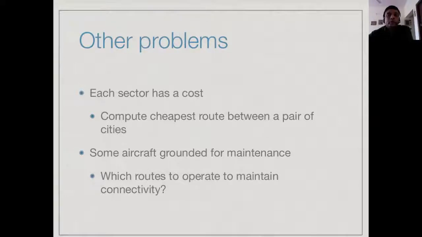Suppose, as we would expect, each sector on this network has a cost. As a passenger, the cost would be the price of the ticket. So if you are trying to compute the best way to go from A to B, your motivation might be to choose the cheapest route in terms of the ticket cost. Of course, cost is not only money, cost could be time as well. You might also want the quickest route from A to B, the one which involves the least waiting. So it depends on what your priority is.